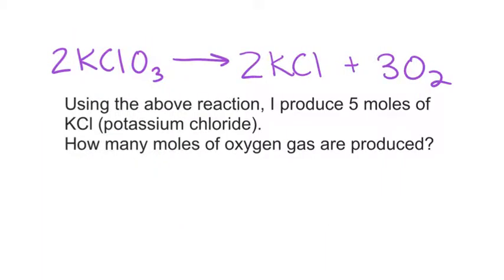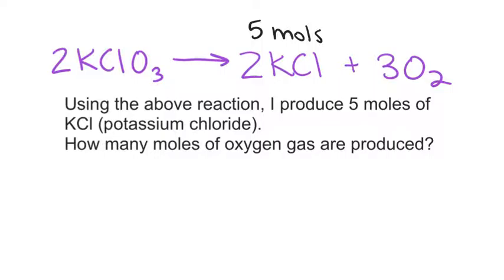In this reaction, 2 moles of potassium chlorate decompose into 2 moles of potassium chloride and 3 moles of oxygen gas. The question says, using the above reaction, I produce 5 moles of potassium chloride. How many moles of oxygen gas are produced? So the first thing we're going to do, just like last time, is to label our equation. We want to produce 5 moles of potassium chloride. So that's actually our given because it's the only place in the question that we're given a value. So on top of potassium chloride, KCl, I'm going to write 5 moles.